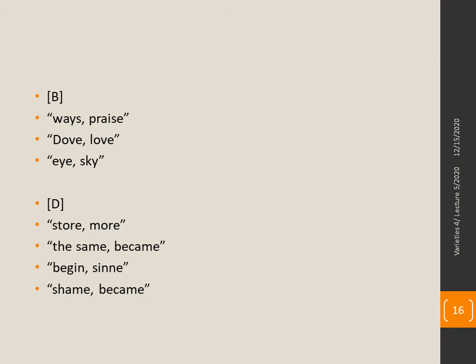More examples from the other poems. Poem B, we have ways and praise, dove and love, eye and sky. In poem D, we have store and more, begin and sin, shame and became. All right, please read these poems to feel the musicality of the lines.